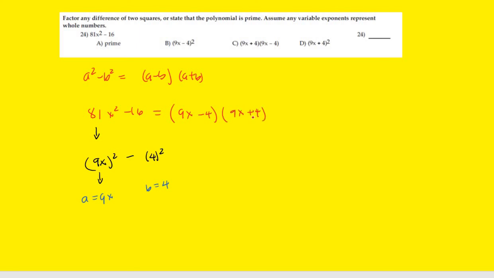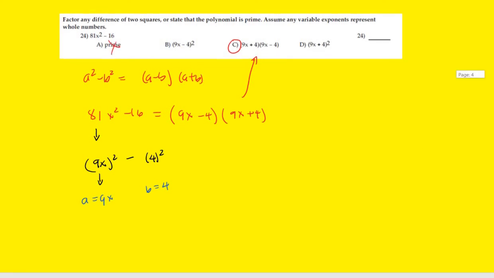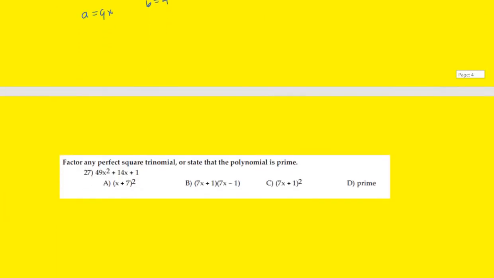So the answer has to be, oh, here it is. It's C. Yay! Okay, it is never prime, because I don't like the prime problems here. I mean, I like the prime numbers, I don't like the prime problems. So let's go to the next one.